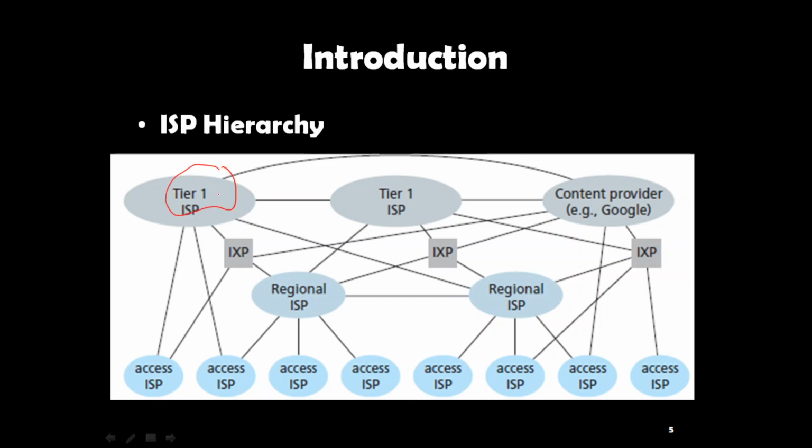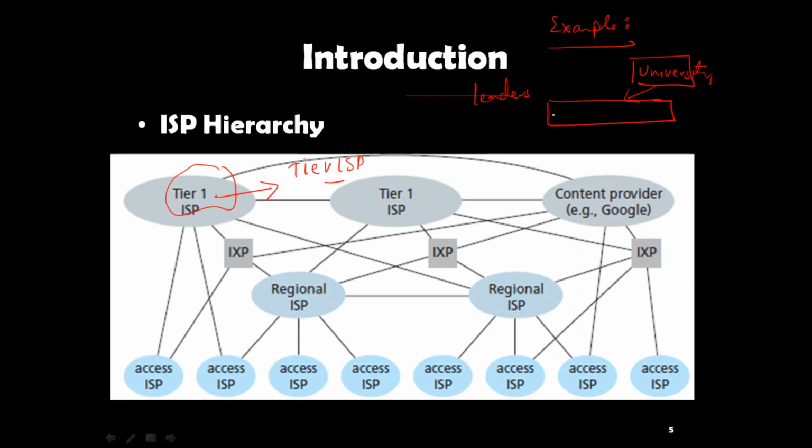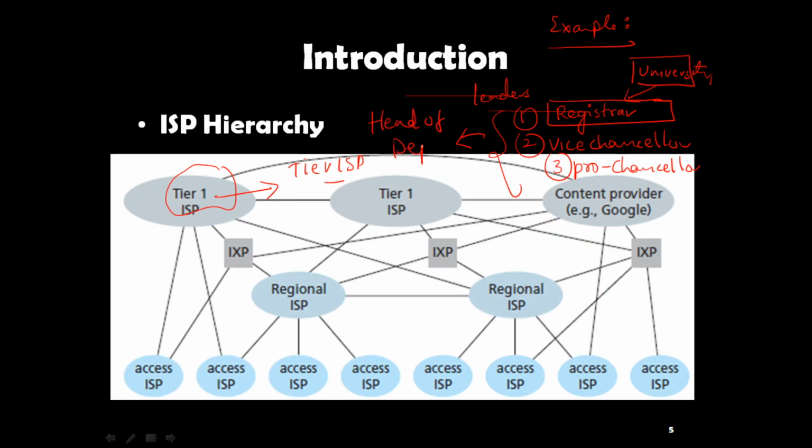Let's see this diagram. What is this representing? Tier 1 ISP. Let me give you an example. In case we see any university, let's suppose this is a university. This university has leaders. And what are those leaders? Those leaders can be the vice chancellor, it can be the pro chancellor as well. Let's understand what I'm trying to convey. Now, under these comes the head of department. And what comes under the head of department? Faculty. And what comes under faculty? That is students. I hope this example is clear to you.